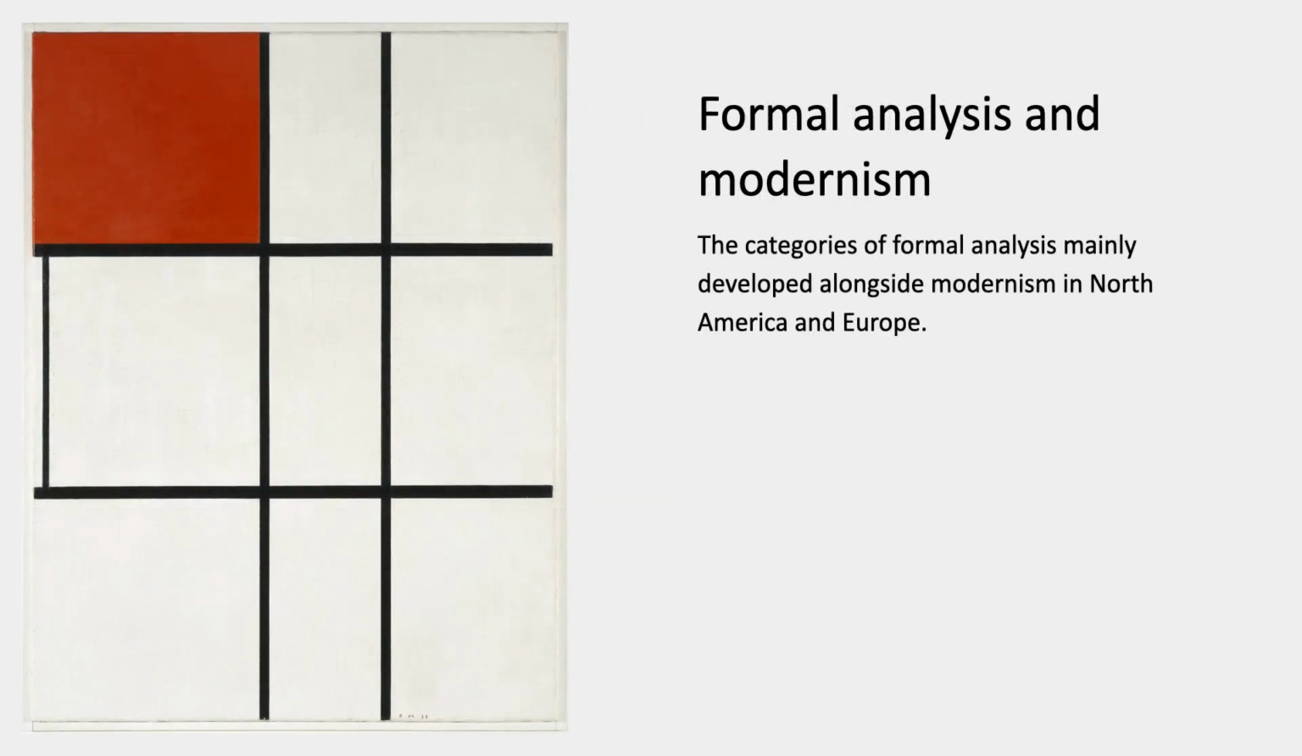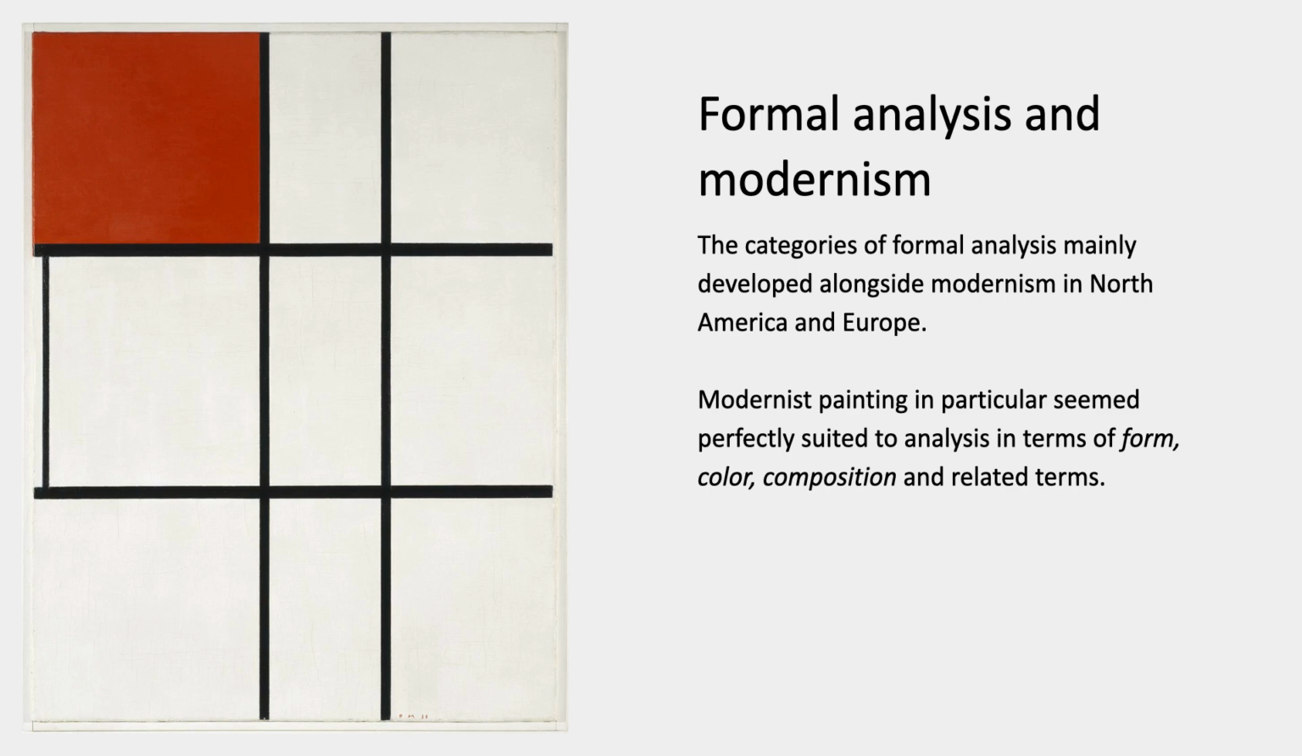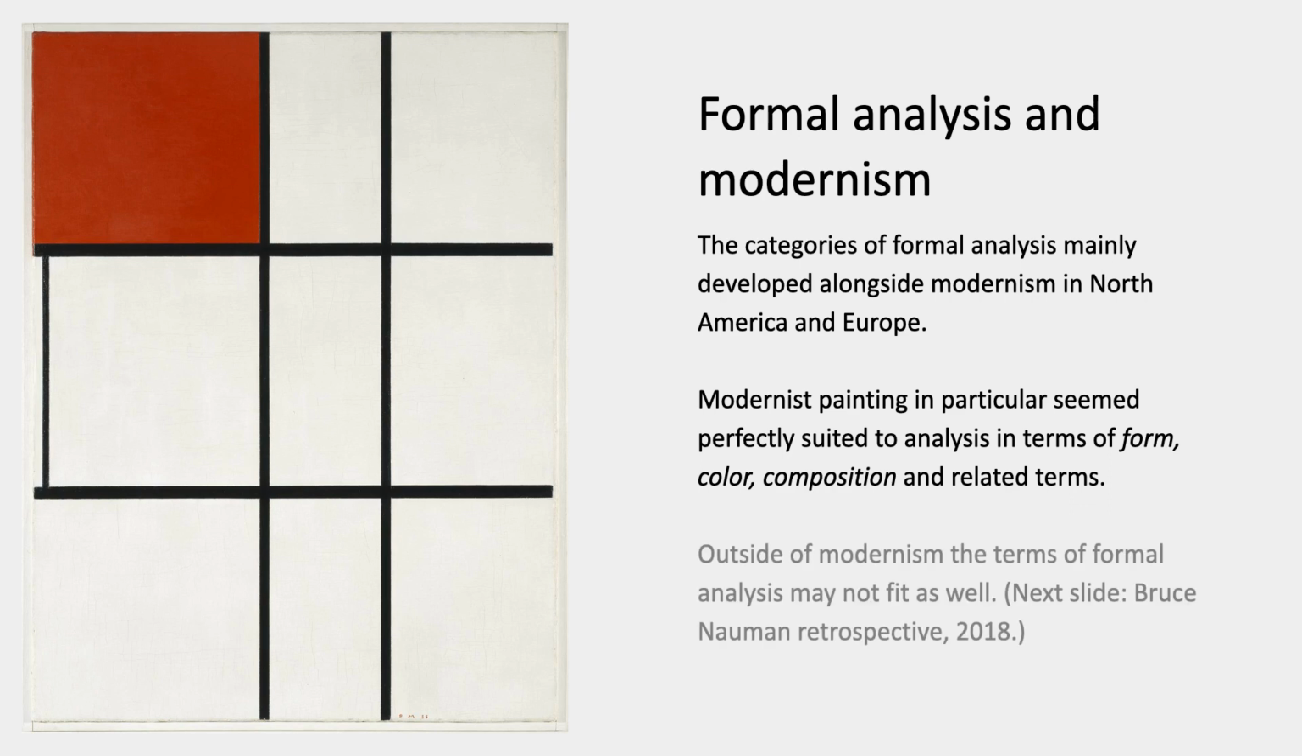The categories of formal analysis mainly developed alongside modernism in North America and Europe. Modernist painting in particular seemed perfectly suited to analysis in terms of things like form, color, and composition and related terms. Outside of modernism, those terms don't necessarily fit as well. On the next screen, I have a little bit of a video of a Bruce Nauman retrospective from 2018 showing a really wide variety of artworks. Some of them you could apply formal analysis to, and others wouldn't really fit. So it also doesn't fit postmodernism.